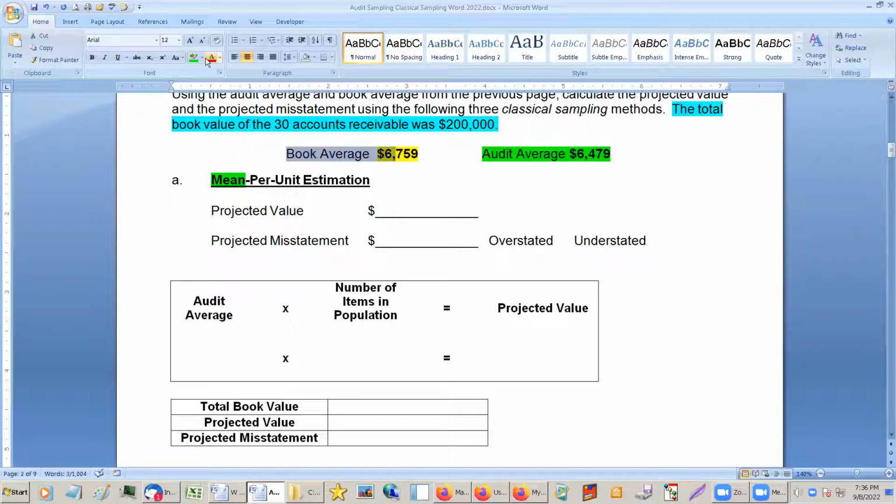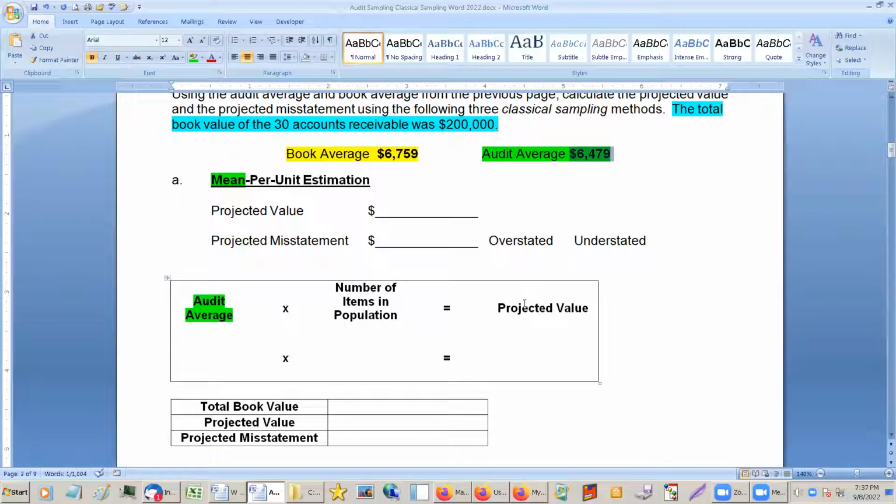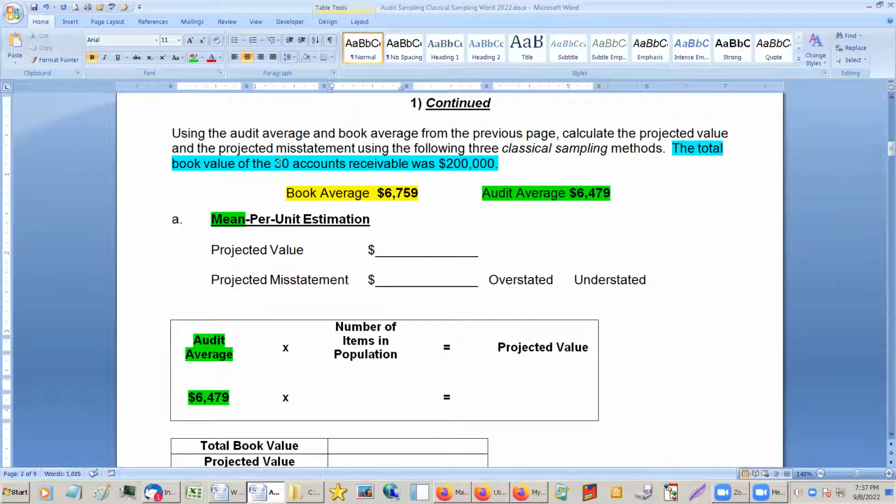This book average someone gave us. They gave us the book amounts. Whereas this, we went out and calculated. Okay, so we're going to use the audit average. And our population size is 30 accounts. And so we're going to say every account to be the same as our average.